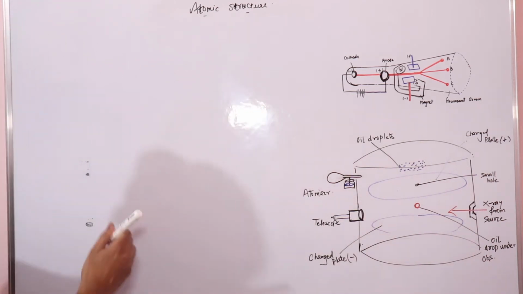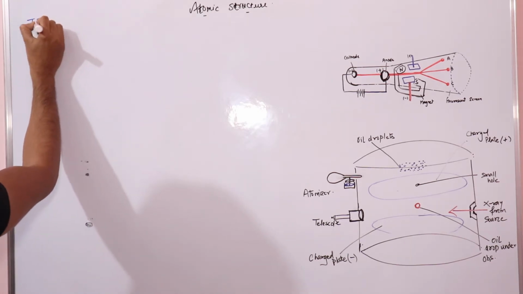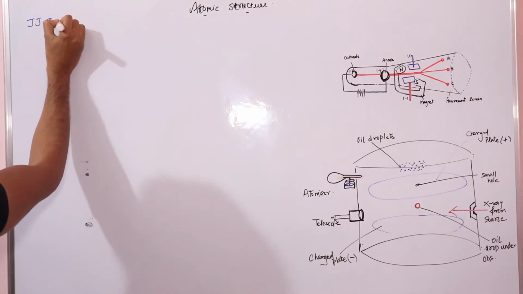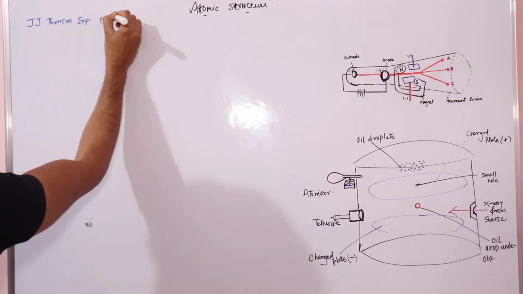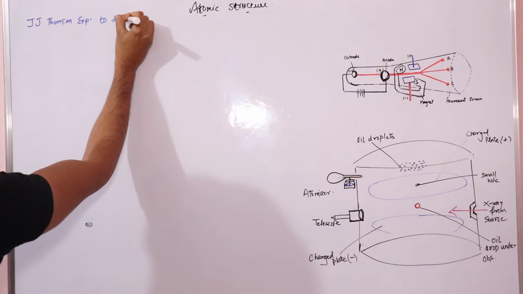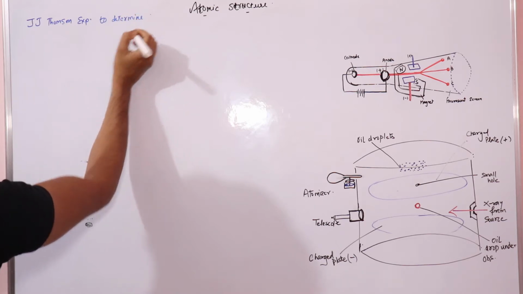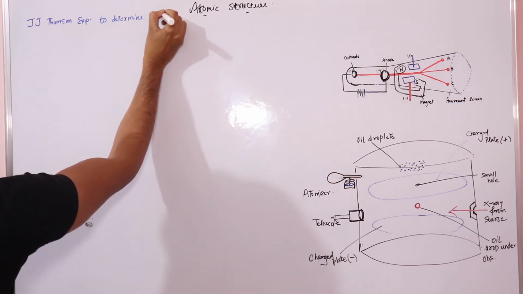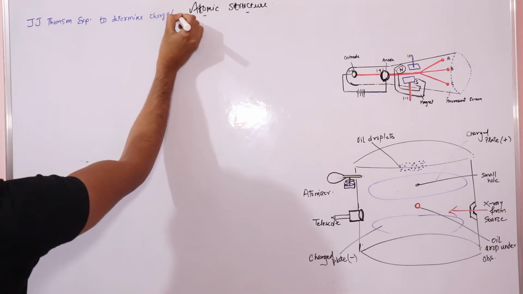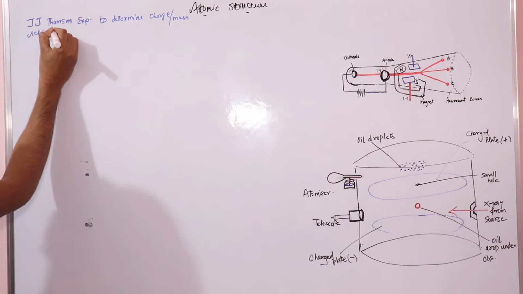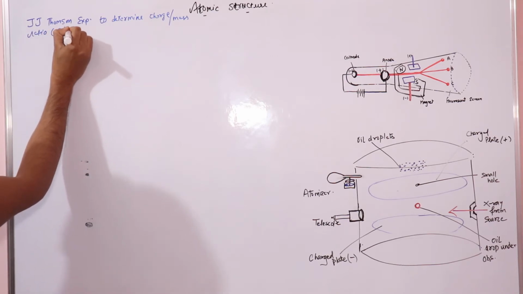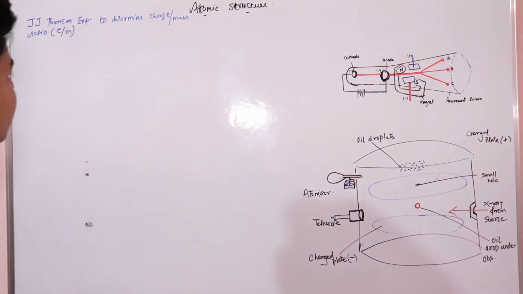So first is J.J. Thomson experiment, right, to determine the charge to mass ratio, which we also designate or write as e upon m, right?